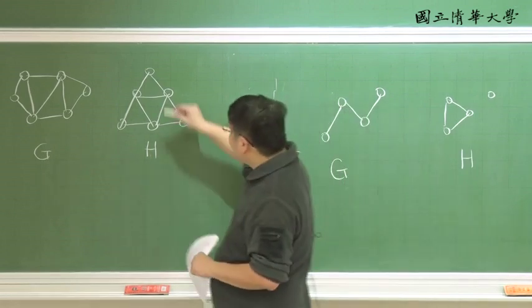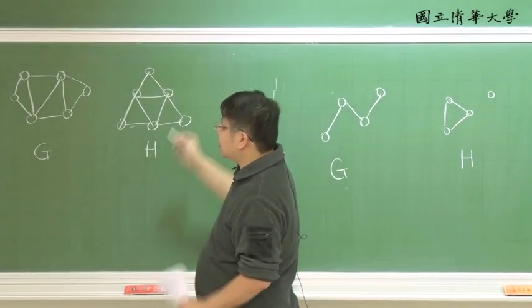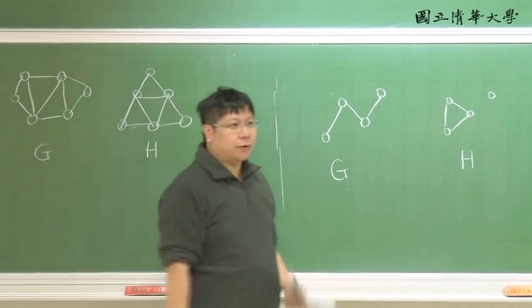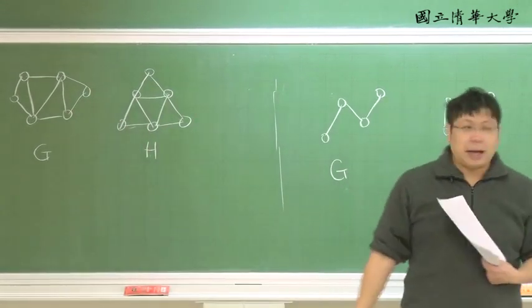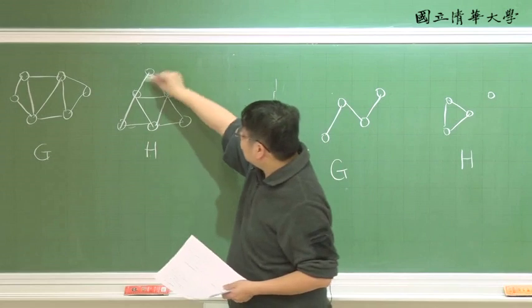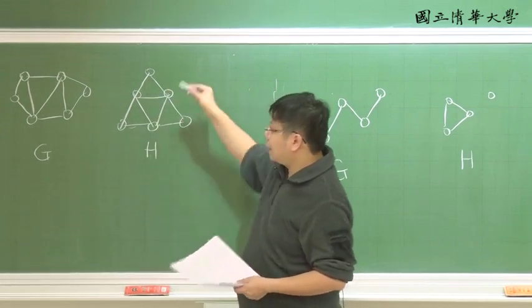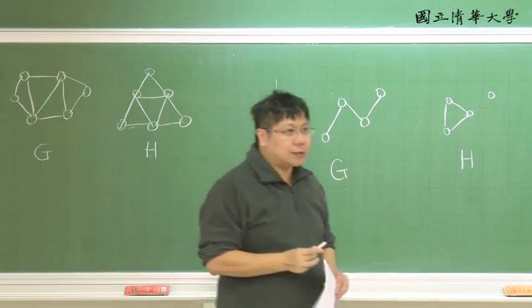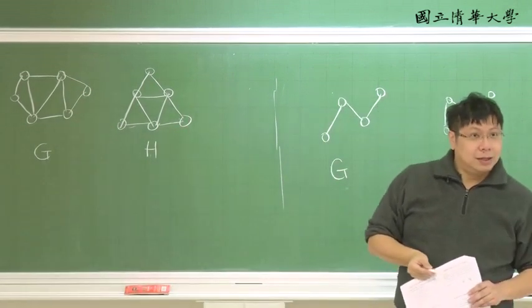So let's count. It has 1, 2, 3, 4, 5, 6 vertices. And here 1, 2, 3, 4, 5, 6 vertices. Okay, so vertices have no problem. How about the number of edges? 1, 2, 3, 4, 5, 6, 7, 8, 9. So there are 9 edges, and here also 9. So they have the same number of edges as well.